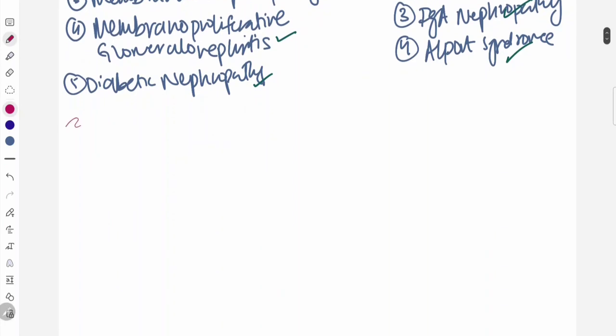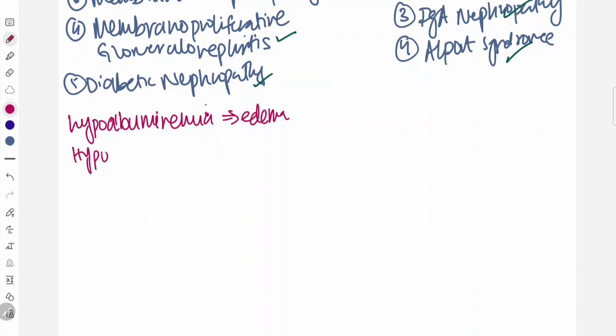Then we're also going to have hypoalbuminemia. Okay, what is this going to do? This is going to cause edema. Okay, then we're also going to have hypogammaglobulinemia, less gamma globulins. Okay, this is going to increase the risk of infections.